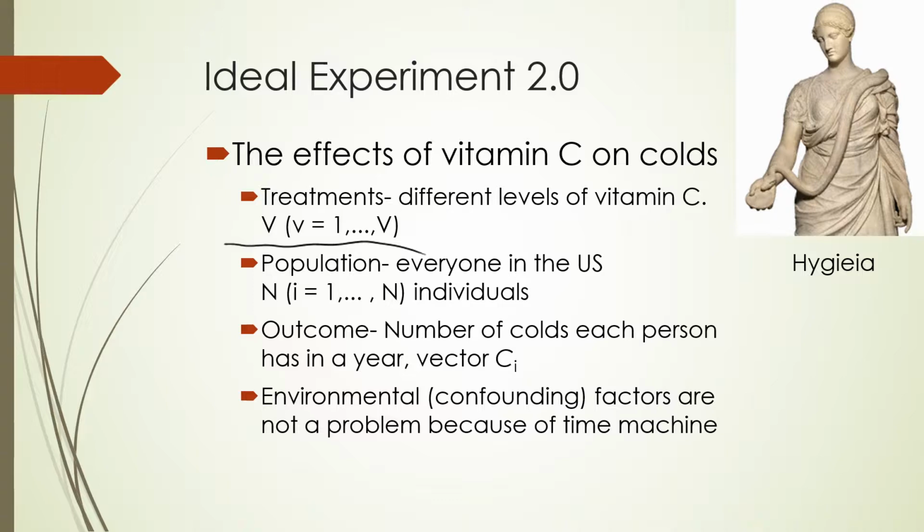And another thing to consider are the environmental factors that could impact the outcome of this experiment. Now, for our particular time frame that we're looking at, there will be no confounding environmental effects because we're using a time machine. So we apply the treatment to all the individuals in the US, let it run through a year, count all the colds, reset the time back to the initial condition, give them all a different dosage of vitamin C, run it through. So in terms of those environmental factors confounding the output of this particular experiment, there's no problem.